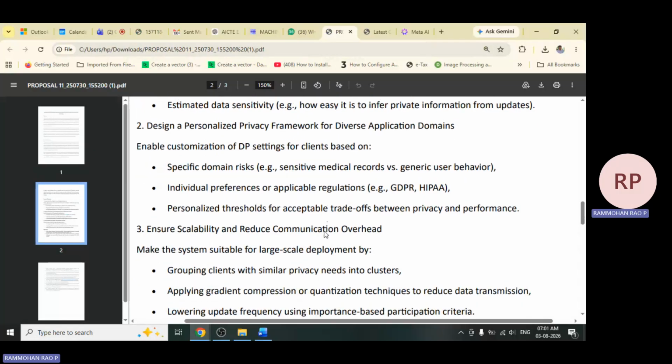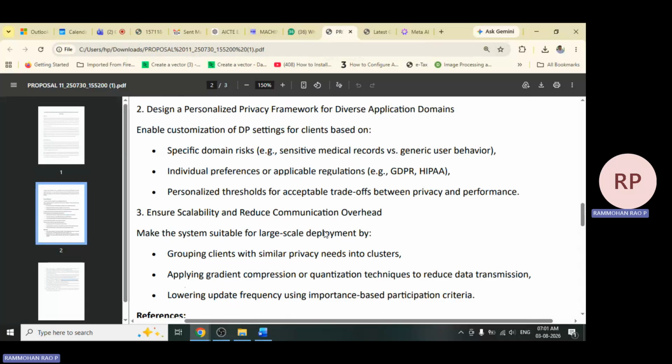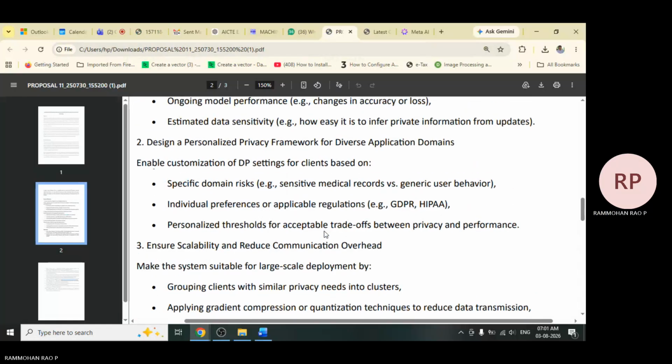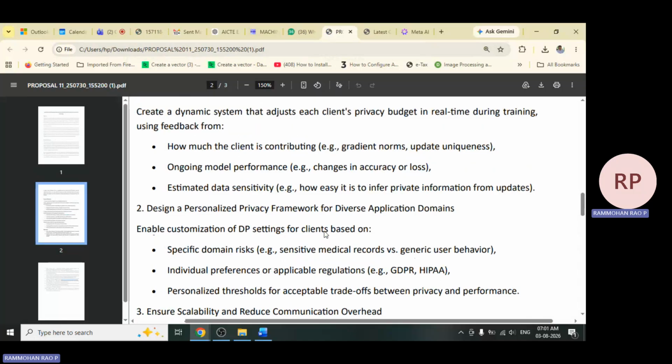And the last one is we want to ensure the scalability of the application, means our application should be scalable irrespective of the size of the data, and reduce the communication overhead. So these are the three objectives which we have framed, and we would like to implement each objective and make sure the stated goals of each objective are achieved.